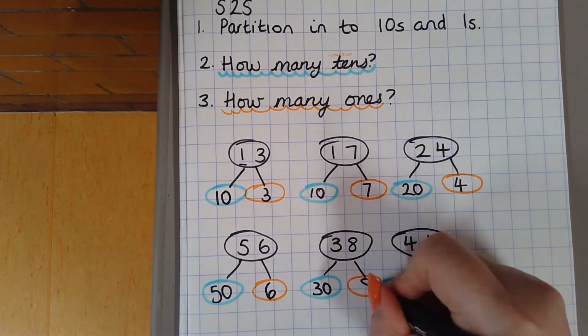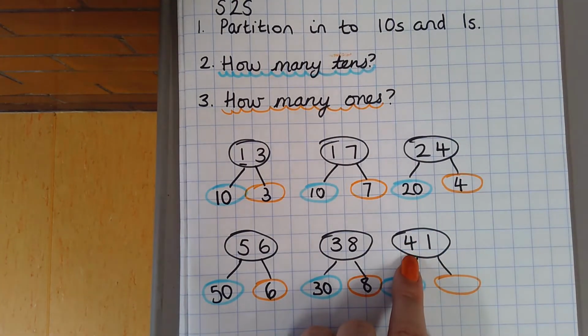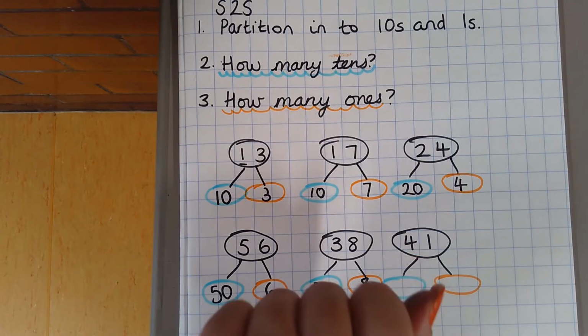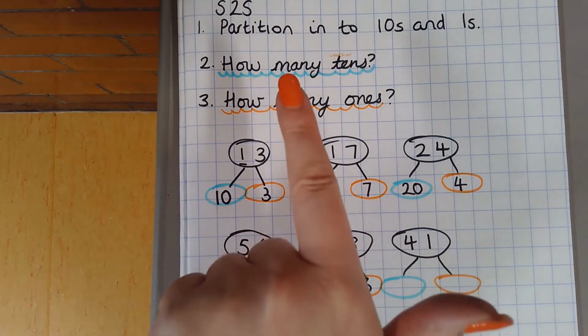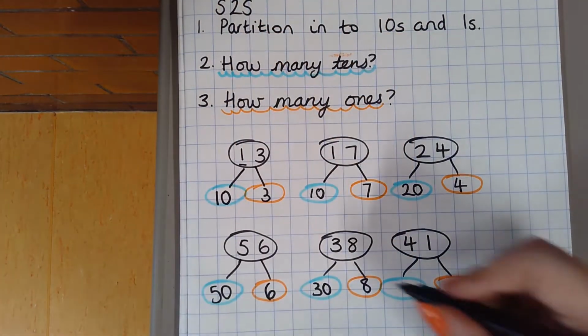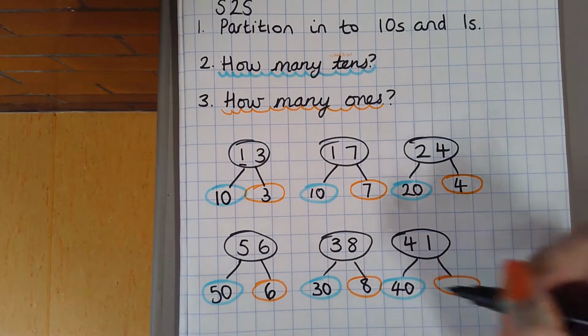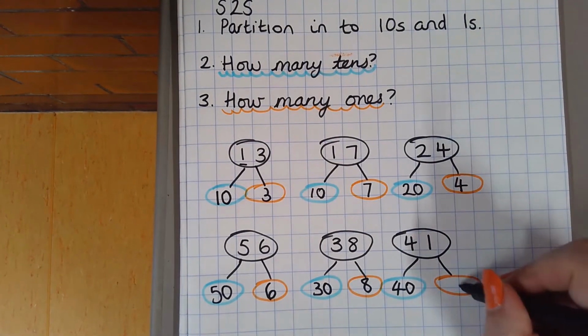8 ones. This time round, how many tens? 4. 10, 20, 30, 40. 4 tens is 40. How many ones? 1.